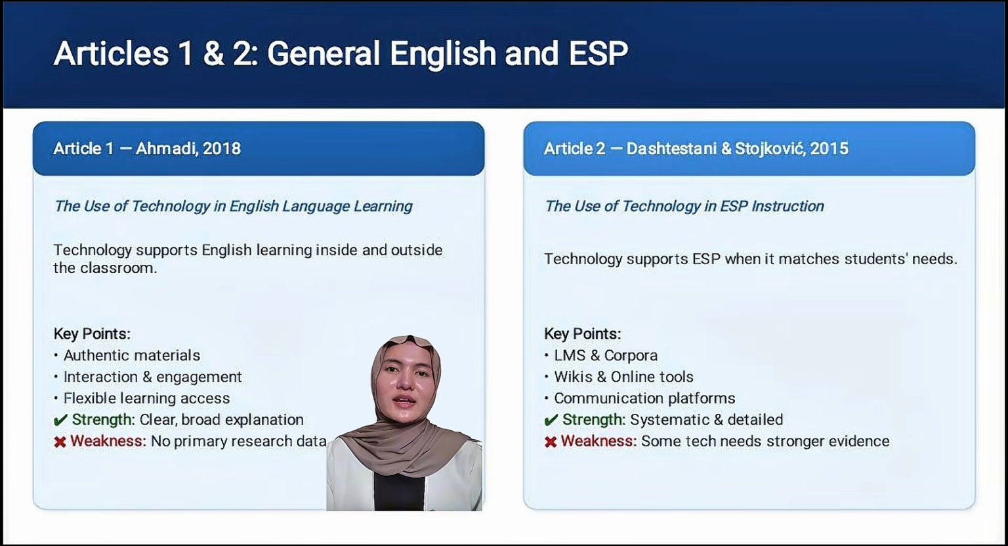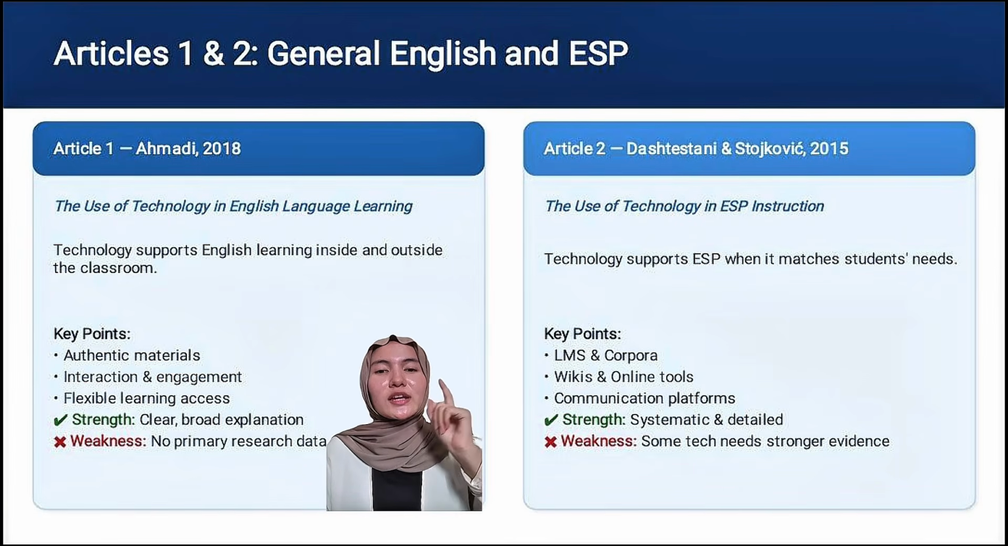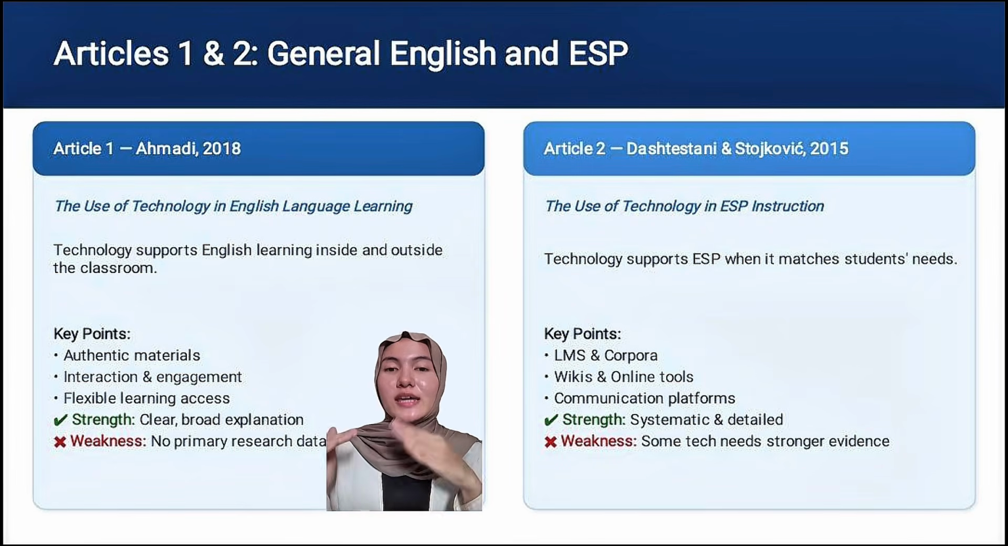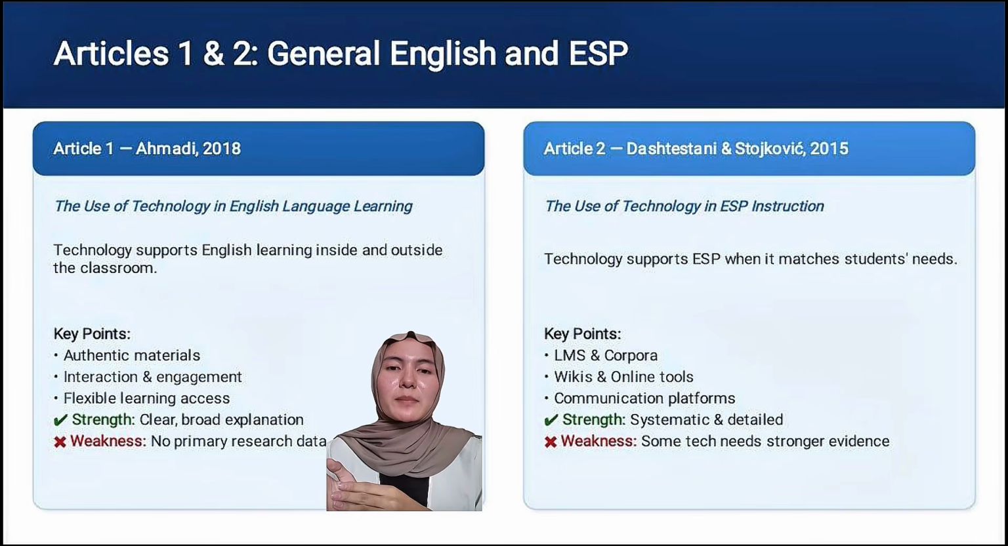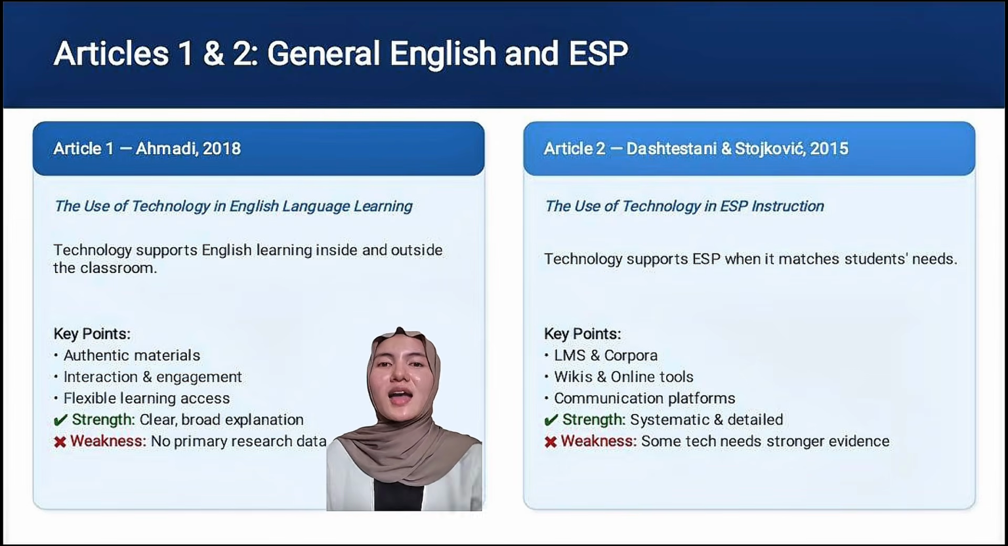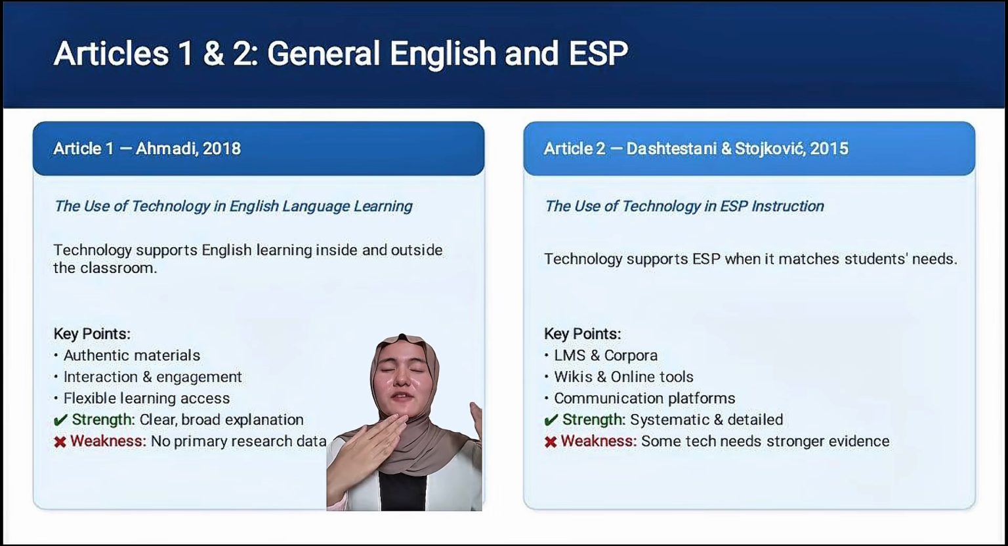And the second article is by Destiny and Stojkovic, published in 2015. This article discusses technology in English for specific purposes, or ESP. ESP means English learning that is focused on specific needs, such as academic or professional purposes. This article explains the use of technology such as learning management systems, corpora, wikis, and online communication tools. The strength of this article is that it is systematic and detailed because it reviews many previous studies. However, some technologies still need stronger evidence to prove their effectiveness.